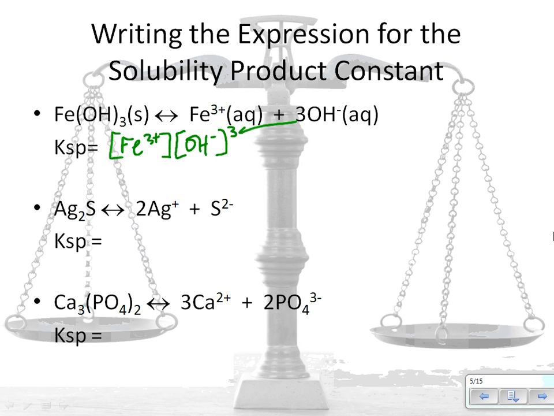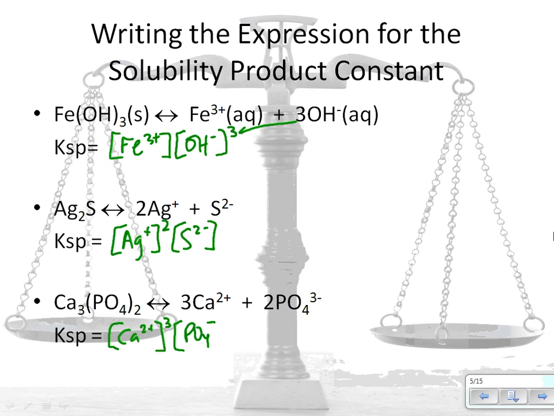For silver sulfide, it would be your silver ions squared times the concentration of the sulfide ions. And for the last one, calcium ions to the third, and your phosphate ions, 3 minus, squared. So I haven't really taught you anything new, other than the fact that we're dealing with solids now that don't dissolve well in water.